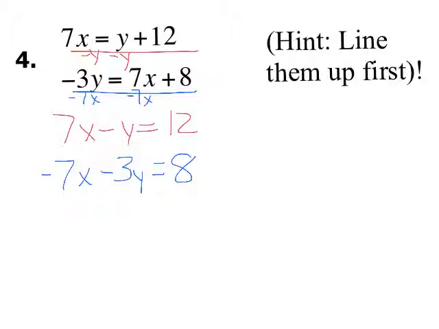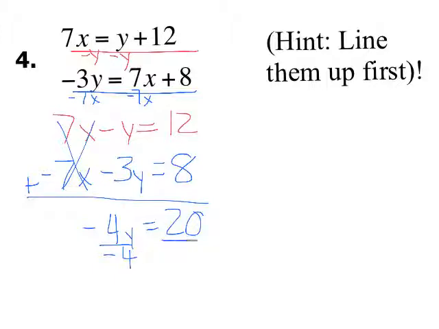The most important thing is that whatever you're eliminating is on the same side of the equal sign. If they're on opposite sides of the equal sign, you are mis-eliminating. If that's even a word, I just made it a word. I have opposites now, so I'm ready to add down. 7x and negative 7x is gone. Negative y and negative 3y is negative 4y. 12 and 8 is 20. Divide by negative 4. Y is negative 5.